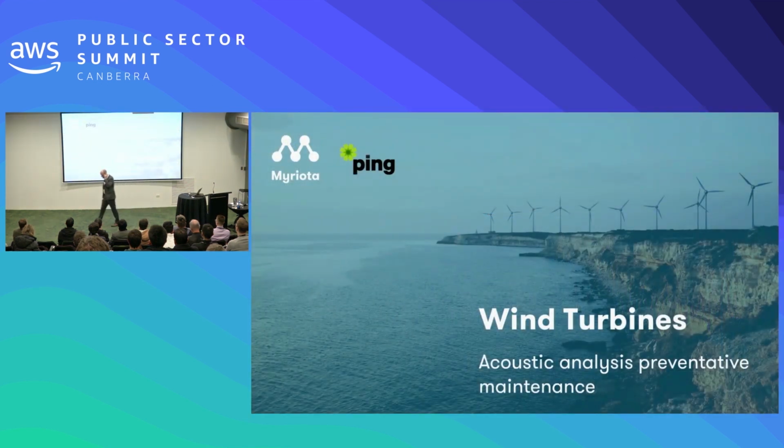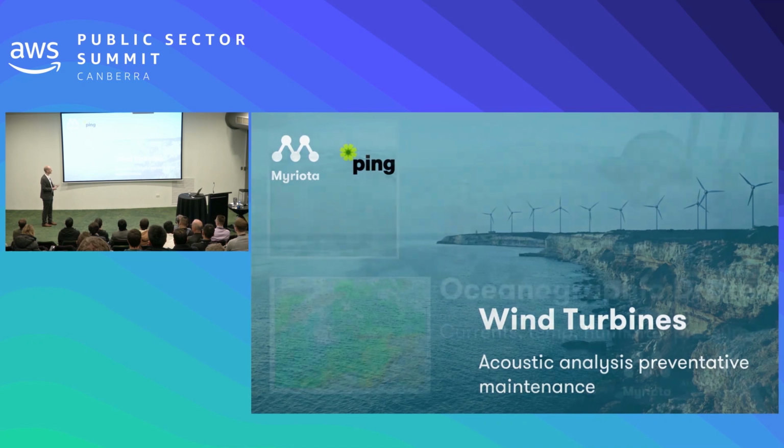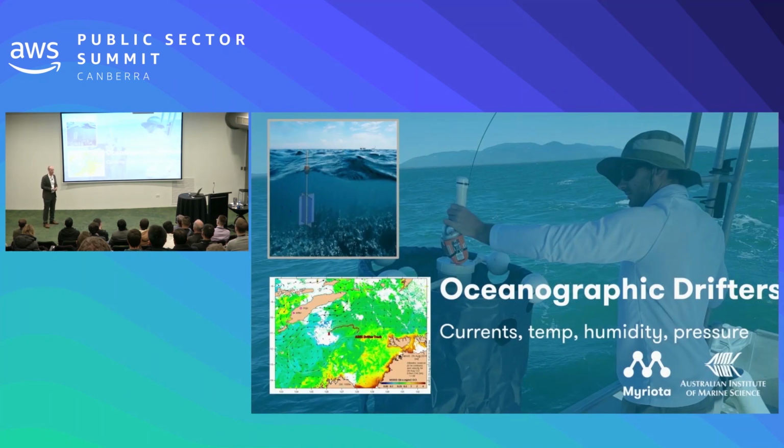And then moving beyond ag, we look to a number of companies that are developing products for preventative maintenance, like Ping. Ping have an advanced acoustic sensing that's able to detect issues with wind turbines. And they use Myriota connectivity to get the outcomes of that back to the end user. That way, the wind turbines can be repaired before it becomes catastrophic. We've been working with the Australian Institute of Marine Science since before we spun the company out. They use our connectivity for their oceanographic drifters, where that provides them with information on the currents, the temperature, the humidity, and the pressure out on the oceans.